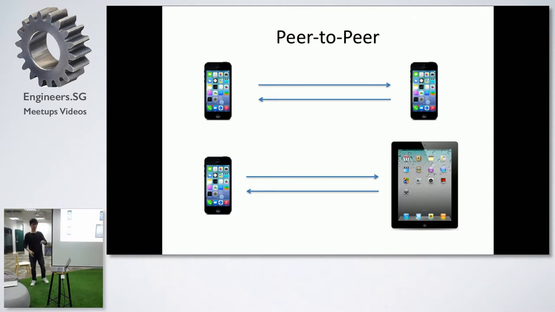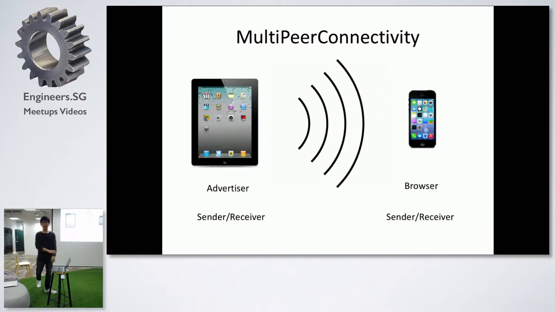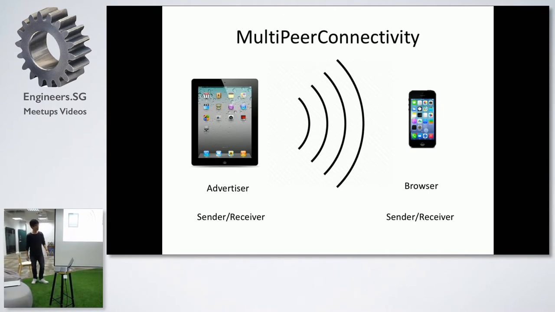Basically, what you need to do is just connect two devices. It can be iPhone to iPhone, iPhone to iPad, or any combination of that. But it doesn't work on the Apple TV because Apple TV already has a remote, so it's different. In this peer-to-peer networking, you need to designate one as the advertiser and one as the browser. The advertiser will advertise its service, and the browser will find the advertiser and connect to it. Both can be sender and receiver at the same time. Both can also be advertiser and browser at the same time, but for the sake of simplicity, we just keep it this way.